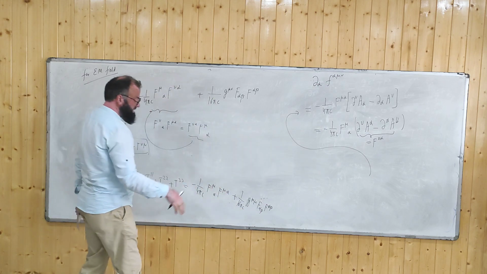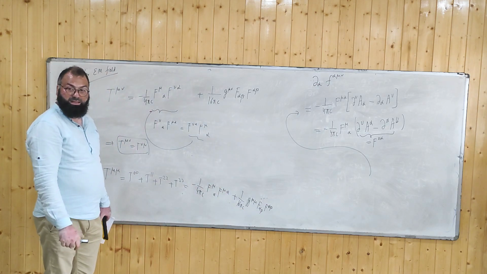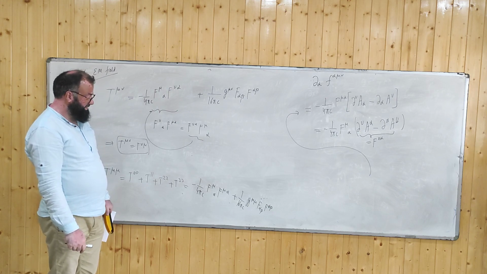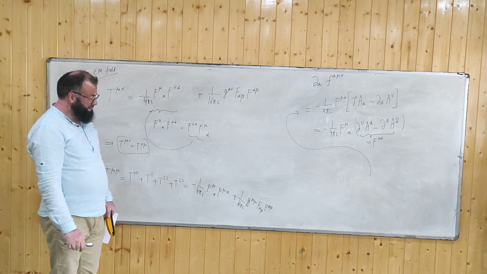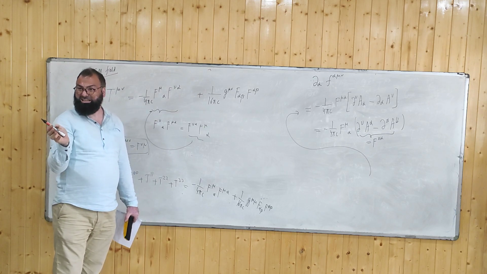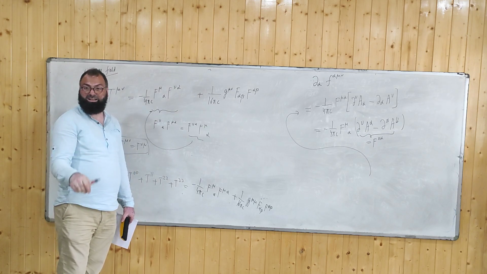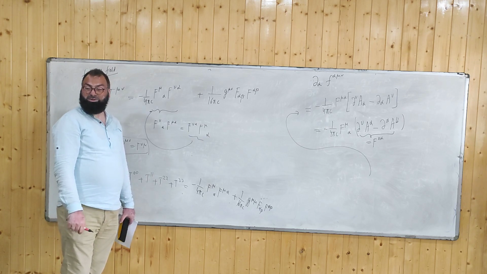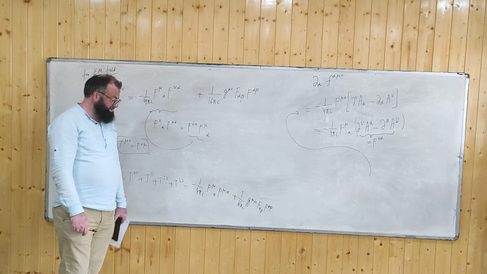Can anybody tell me what this sum is equal to? Can anybody tell me the sum of these two terms? If you look carefully, what is G mu mu? It is the sum of the diagonal terms of G. So how much is that? What is the sum of the diagonal terms?